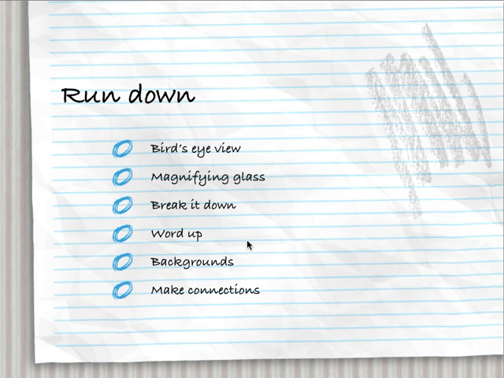Looking at the backgrounds, we'll be talking about looking at the historical background and also the cultural background, that some of the things that we don't understand is just because the biblical books were written in a different time and a different part of the world, and there are just things that we won't understand.